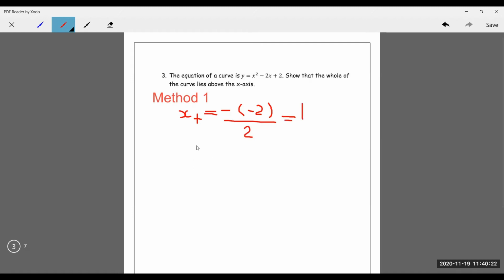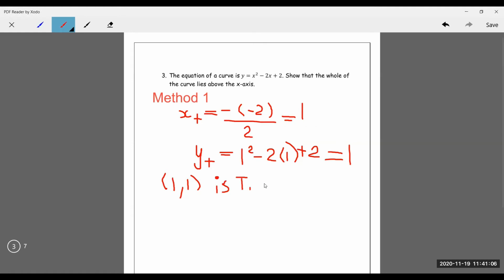Now when x equals 1, the y value at the turning point is equal to 1 squared minus 2 times 1 plus 2. We're going to put in x as 1. That works out to be 1. And so the turning point is (1, 1). So (1, 1) is the stationary point. (1, 1) is TP. TP means turning point.